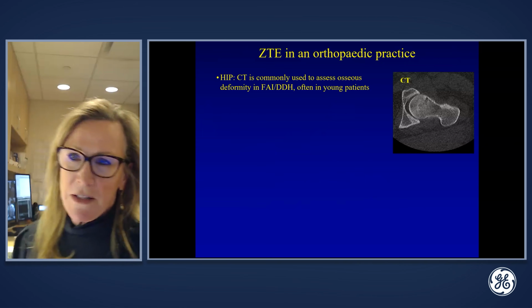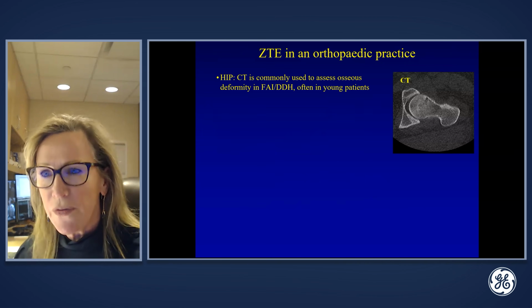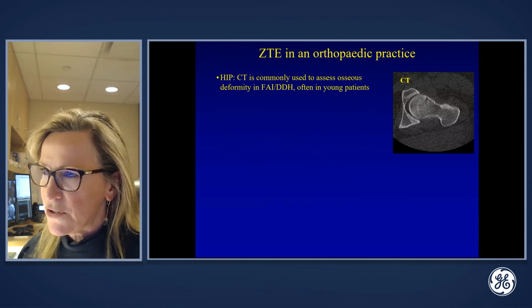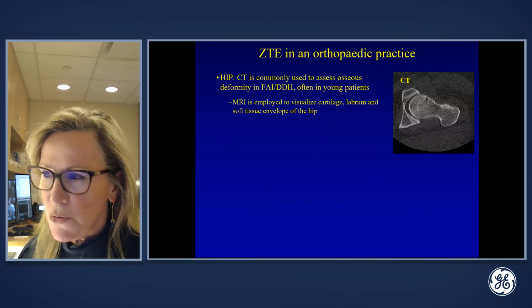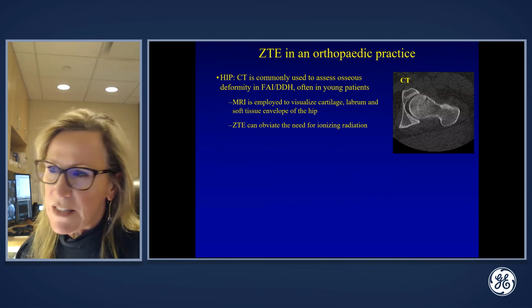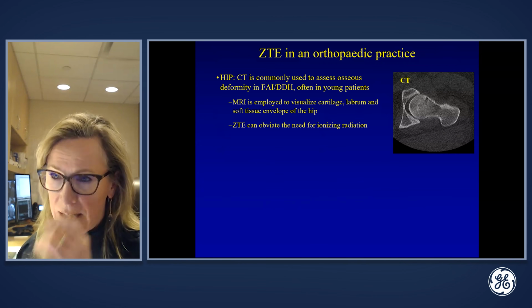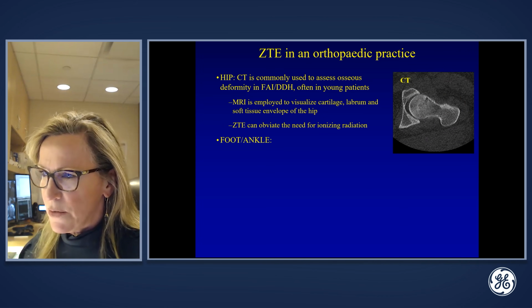So as the previous speakers have indicated, CT is commonly used, and often in young individuals where we have to be careful about cumulative radiation burden. MR is often used to evaluate the soft tissue envelope in these patients as well. So they're indeed very complementary. And as the previous speakers have indicated, ZTE or osteo can obviate the need for ionizing radiation.